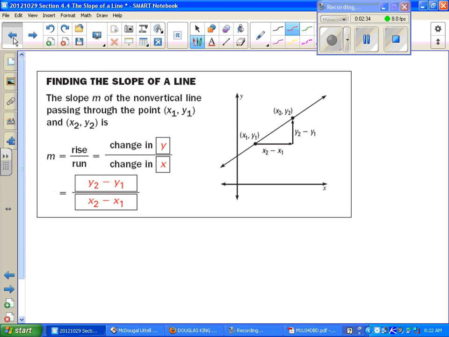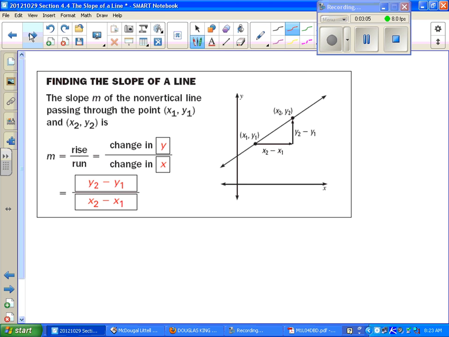First thing we have is finding slope. The slope M of the non-vertical line passing through the points, and you don't read this as x1, y1. You read this as x sub 1. Notice it's below it, so it's a sub number. X sub 1, y sub 1, and x sub 2, y sub 2 is M equals the rise over the run. That's what we wrote a second ago. It's the change in y over the change in x.